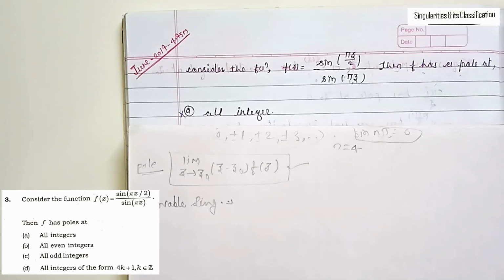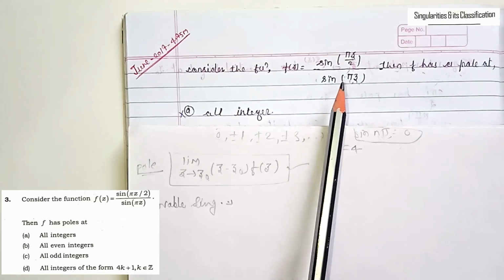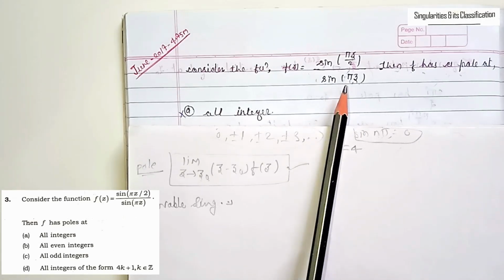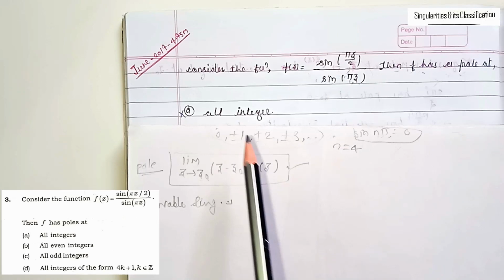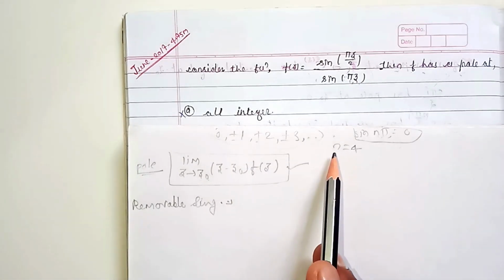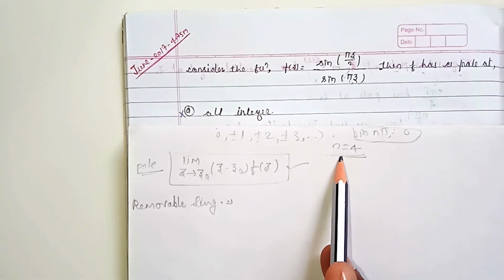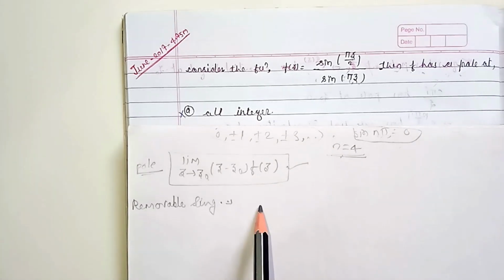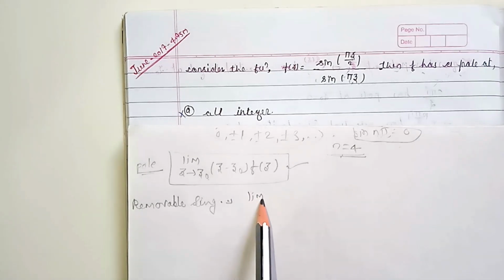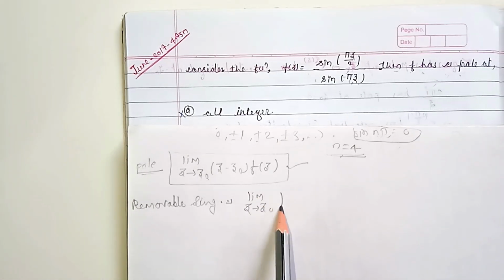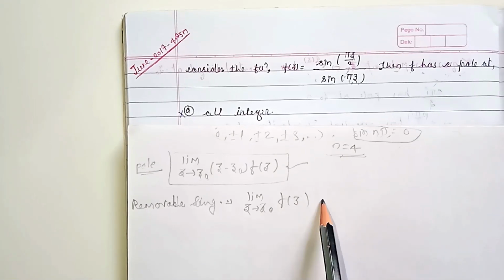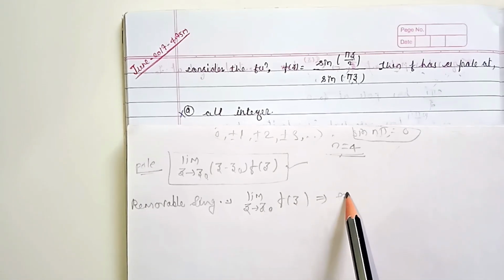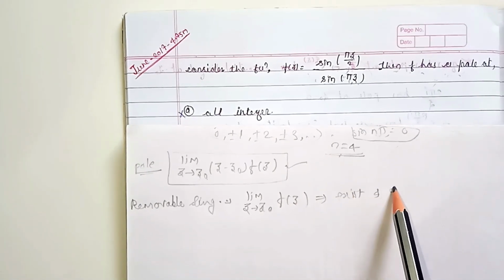Now for removable singularity, by using our function we have to show whether our first option is true or not. For that we show our function f of z possesses removable singularity for all even integers. So consider n equal to 4 and show that our function possesses removable singularity. For a removable singularity we show that the limit as z tends to z naught of f of z exists and gives a finite value.